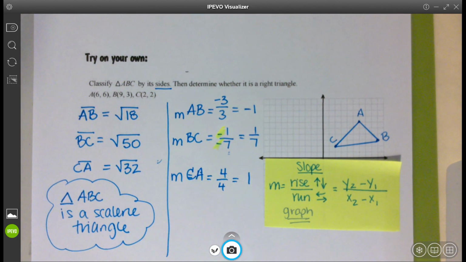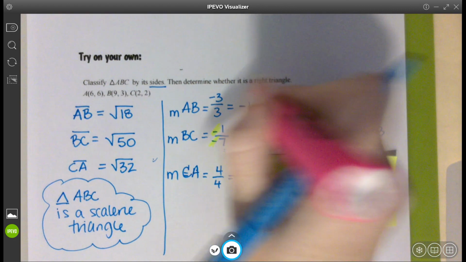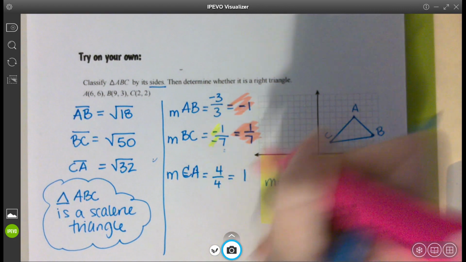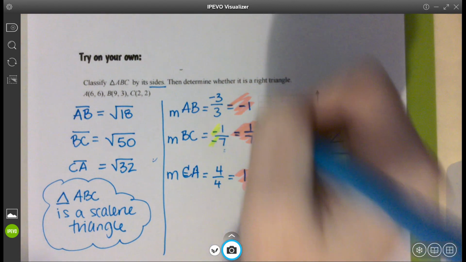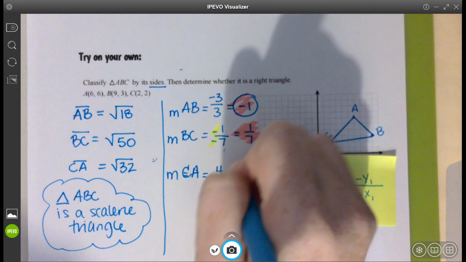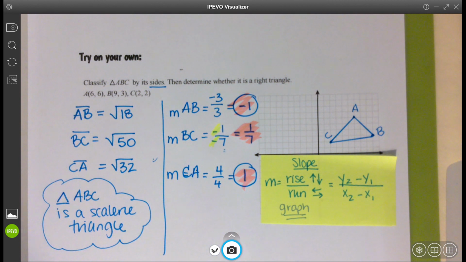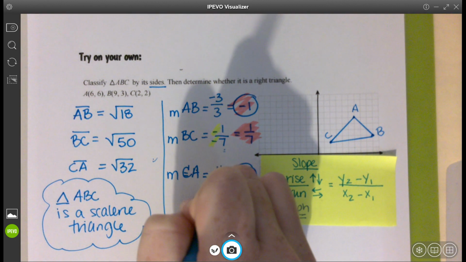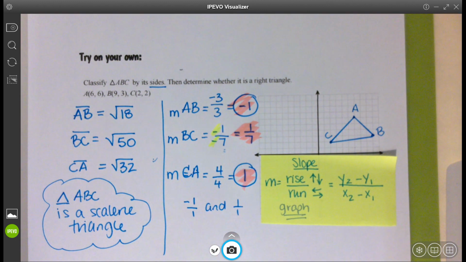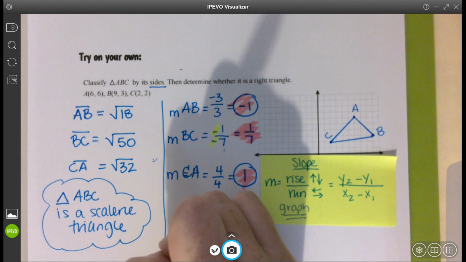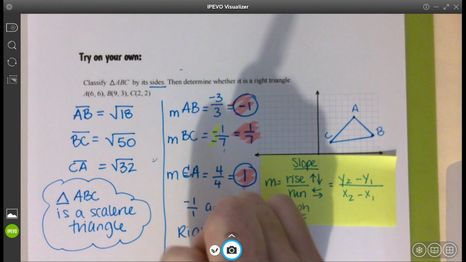So now looking at the three slopes we have, and I'm going to highlight them. Right? Do we have negative reciprocals? So again, we're looking for a positive and a negative and a flip-flop of each other. In this case, we do. I'm going to circle them. So -1 and 1 are negative reciprocals. So if I even wrote them as a fraction, it would be -1 and 1 over 1. You can see that one's positive, one is negative, and a flip of each other. So here we're going to say we do have a right angle.